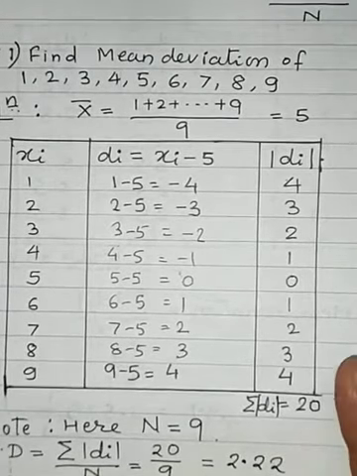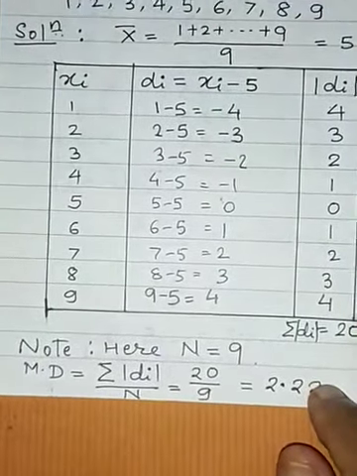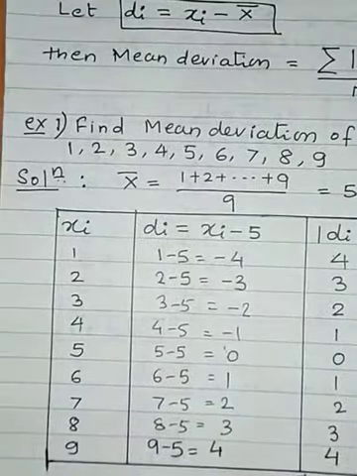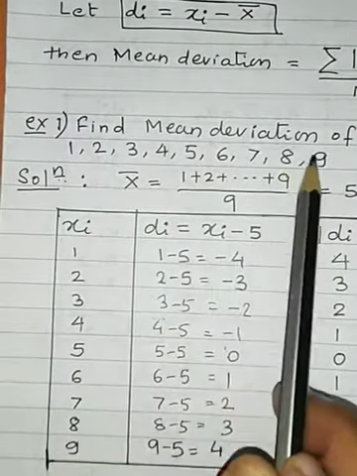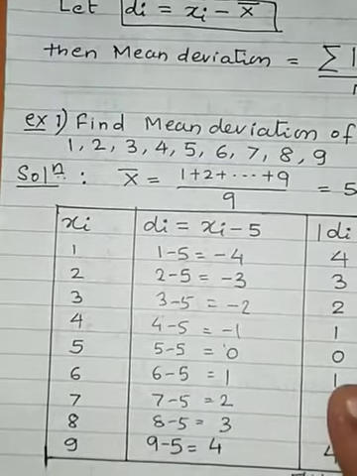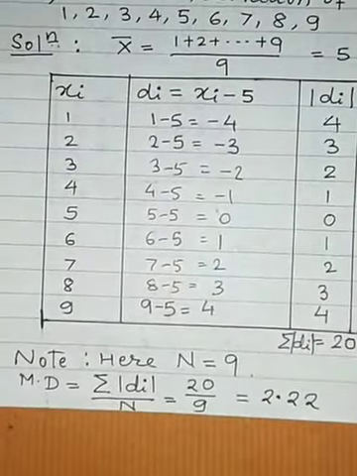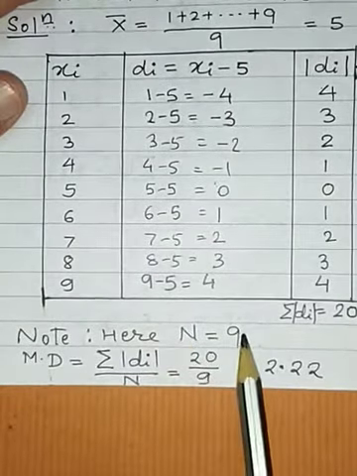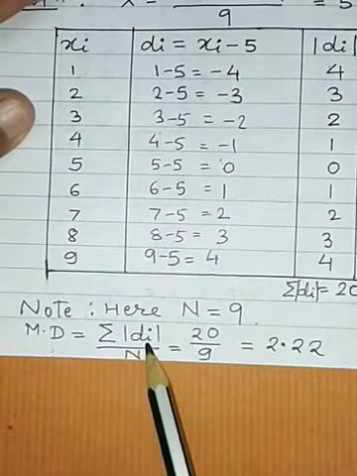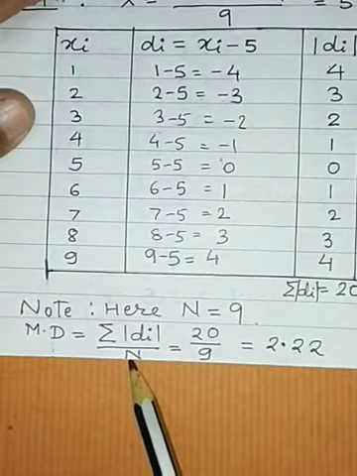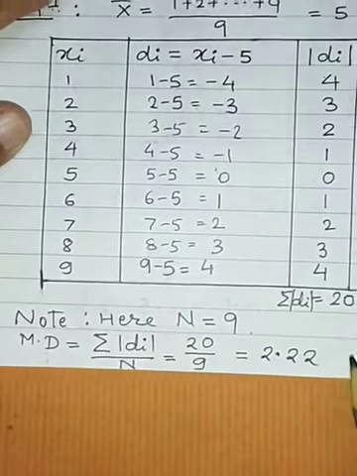So now note n is equal to 9 here. Where did we get n from? You can see n here: 1, 2, 3, 4, 5, 6, 7, 8, 9. There are 9 elements here. So n is equal to 9. So I have written here n is equal to 9. The mean deviation formula is summation mod di upon n, which is 20 upon 9, that is 2.22.